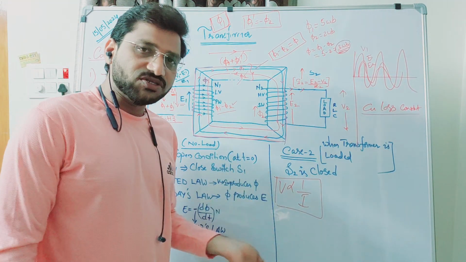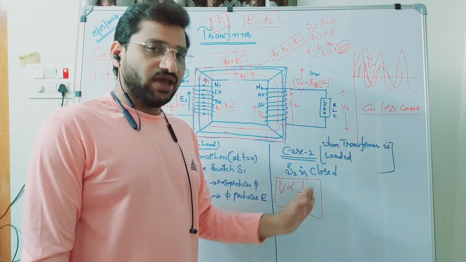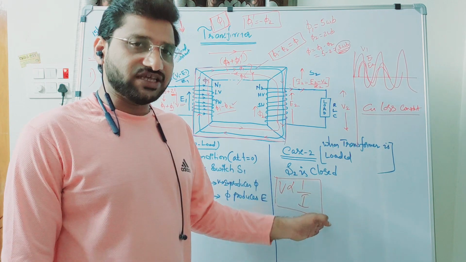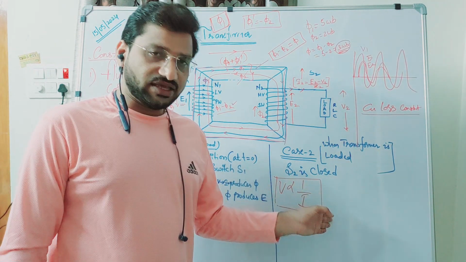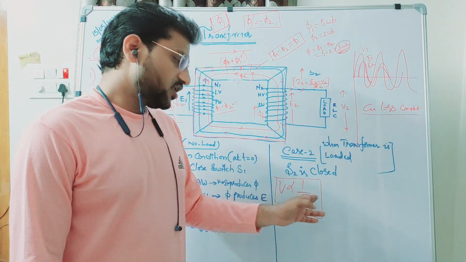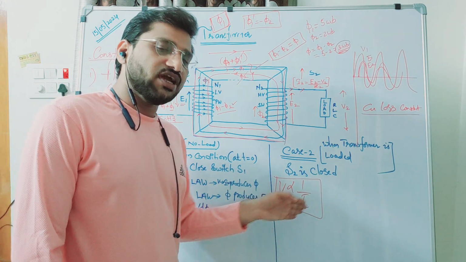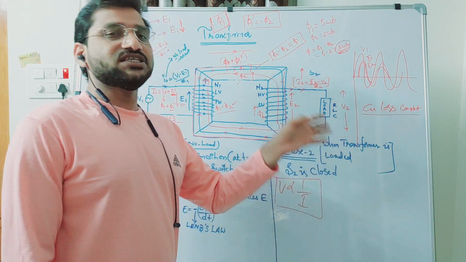So when the power is constant, I can say V is approximately proportional to 1/I. That means if V is increased, I decreases. If V decreases, I increases. That means if the voltage is stepped up, the current will be stepped down. If the voltage is stepped down, the current will be stepped up. So these things will happen in the transformer.